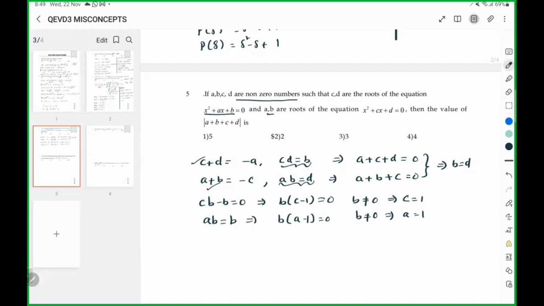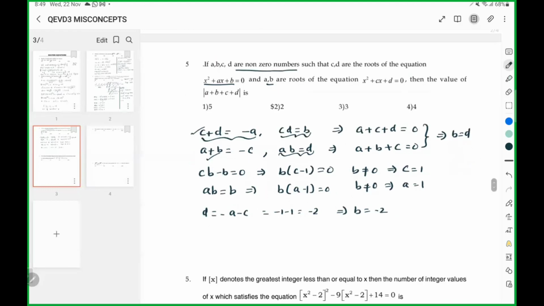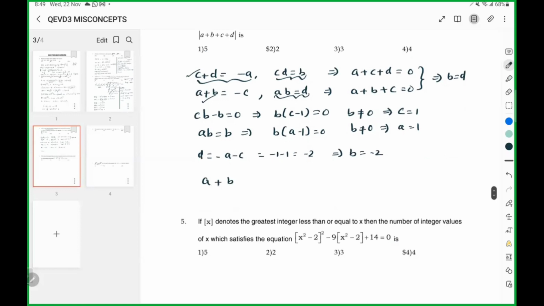So then how do you get the remaining variables? Take this equation. D is minus A minus C. We get minus. Once D is minus 2, B is also minus. So A plus B plus C plus D will be 1 plus B value minus 2, C value 1, D value minus 2, and he is asking for the modulus. So how much? Minus 4 plus 2, we get the answer as 2.